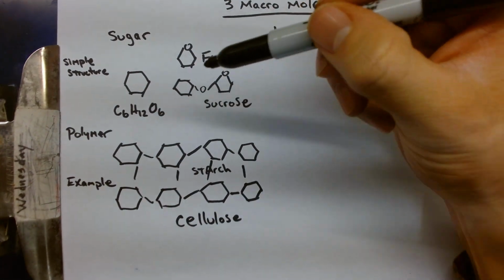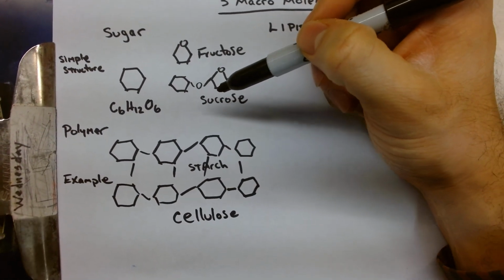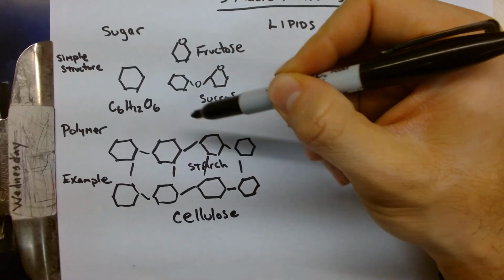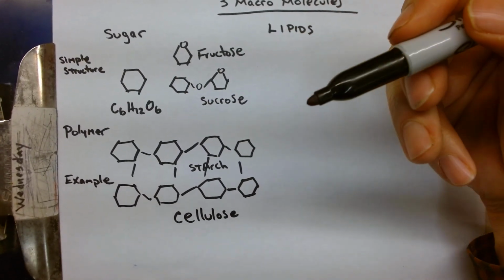So just like a single page, a single piece of paper is very easy to rip, a chain of these or a strip of sugars would be harder to break down.